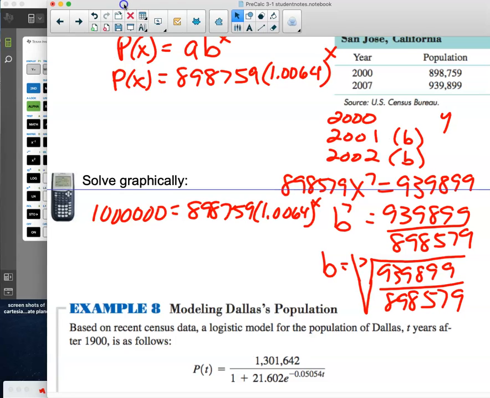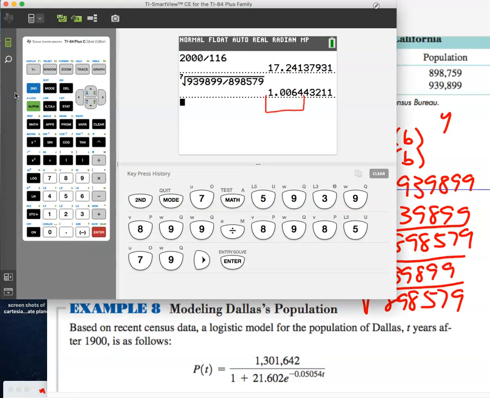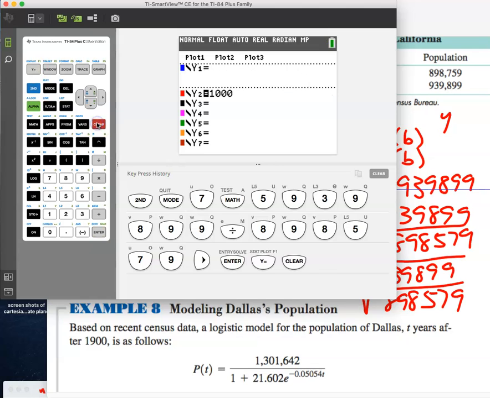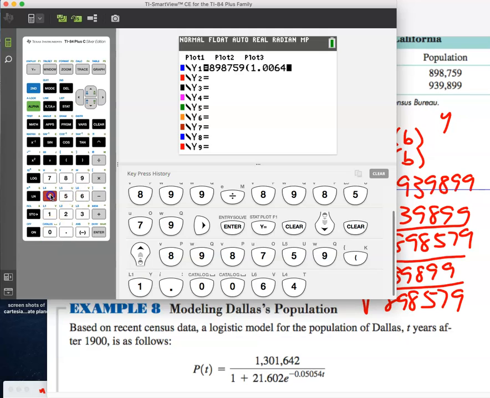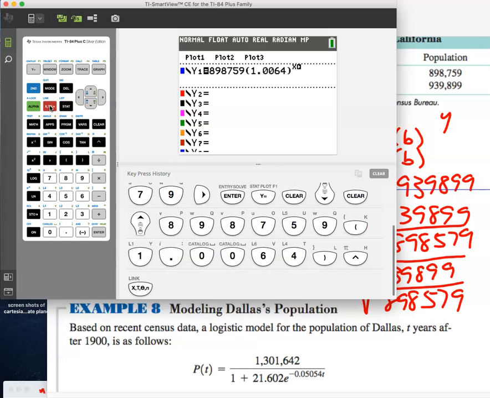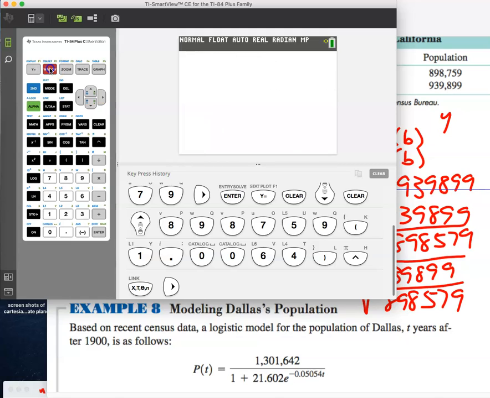So let's go ahead and put it in the calculator and see what happens. All right, so we had 898,759. And I'm going to go ahead and put my base in parentheses here. You wouldn't have to. It'll take it either way. So there it is. Now, we want to see the window.